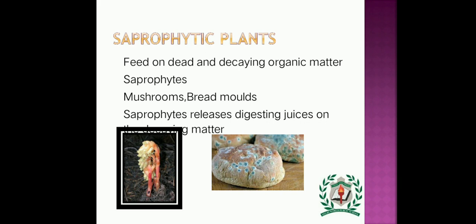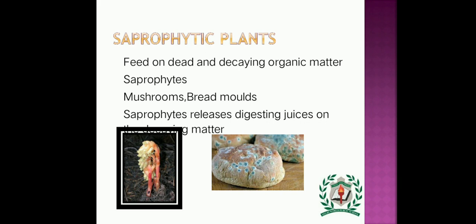So what is actually happening is this saprophyte will release digestive juice on the dead and decaying matter. These juices act upon and convert the organic matter present in the dead and decaying matter into simpler substances. Then this organism again absorbs this liquid and obtains nutrition from it. What are the examples of saprophyte? Mushroom and bread mold. These are the best examples of saprophytic plants.